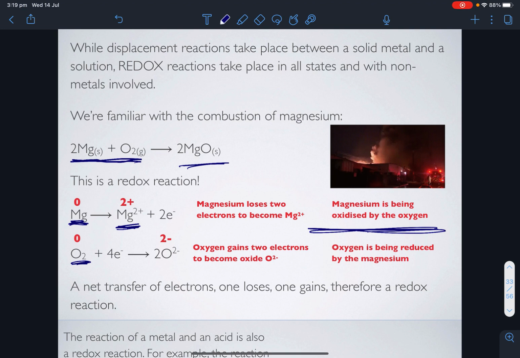Oxygen is going to oxide, okay? So with O2, it has gained 4 electrons, or 2 electrons per oxygen atom, so it is being reduced, okay? And the opposite partners have caused that. So magnesium's being oxidized, but it's being oxidized by the oxygen. Weird. Oxygen is being reduced, but it has been done that by the magnesium. Okay, so we had a net transfer of electrons, one loses and one gains, therefore it's a redox reaction too. So we can call it a combustion reaction, and most times that's what we'll call it, but recognize that it's also a redox reaction.